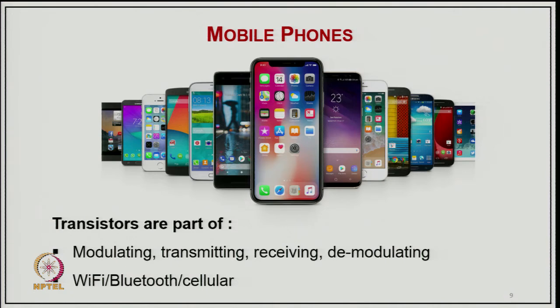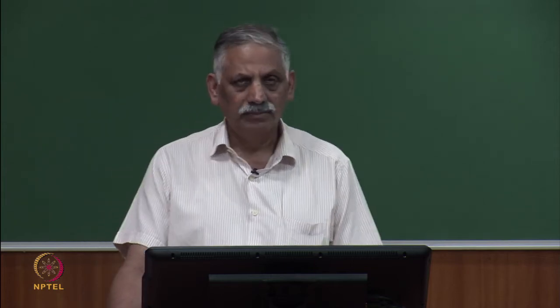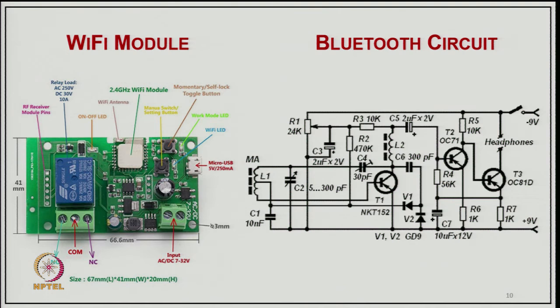The transistors are part of modulating, transmitting, receiving and demodulating circuits, and of course Wi-Fi, Bluetooth or cellular; all of them use the transistor or BJT as a basic unit in all these applications. So it is one of the major important applications we are mentioning. This application only came hardly a couple of decades ago, hardly a decade old, but it has become popular throughout the world, and it has changed the lifestyle of human beings.